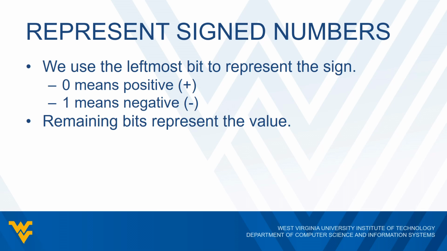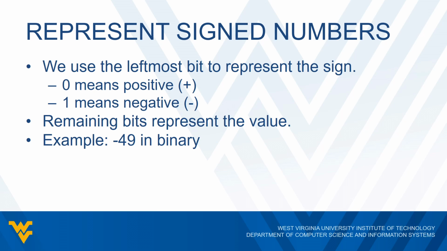This form is normally termed the signed magnitude notation, and it's one of a couple ways to represent positive and negative whole numbers. So let's just take a look at an example. Let's say we want to represent negative 49 in binary.